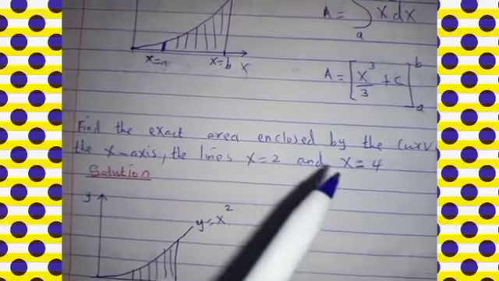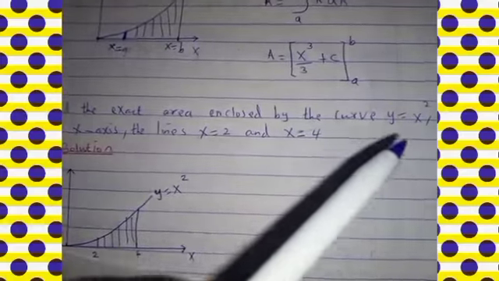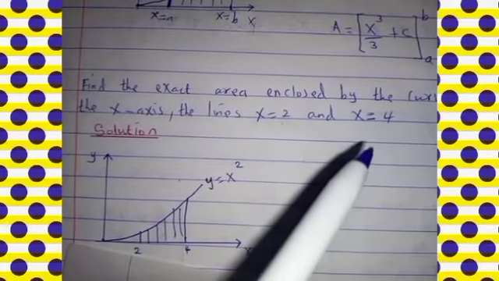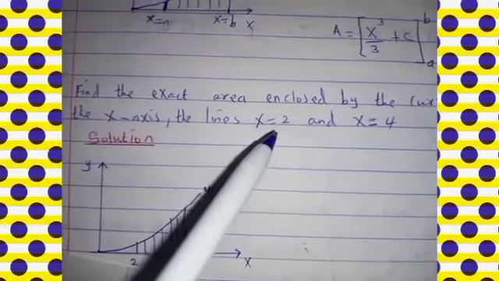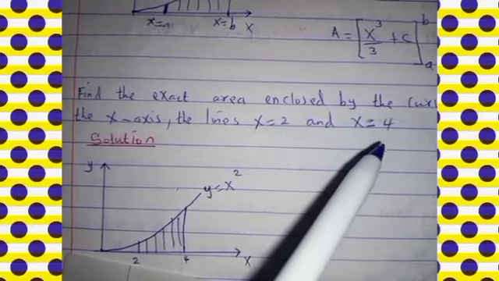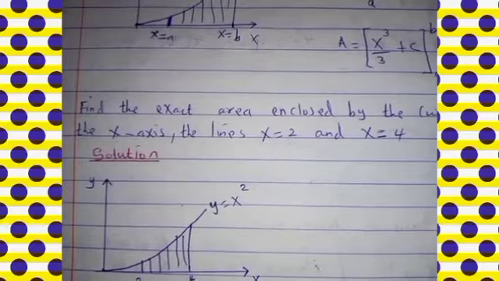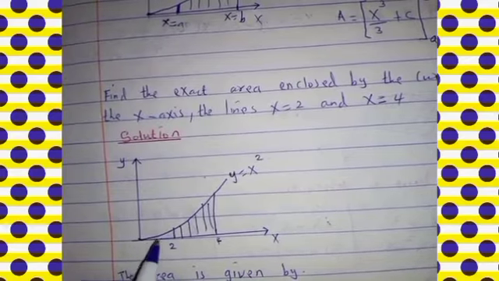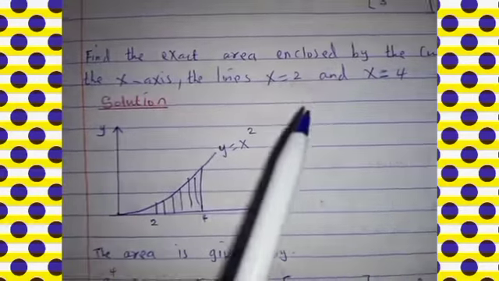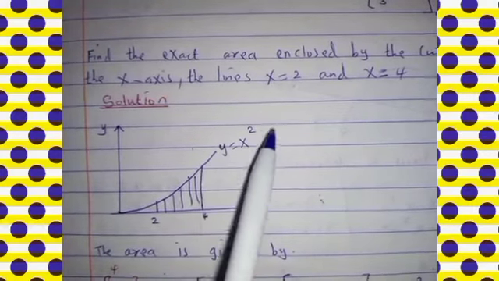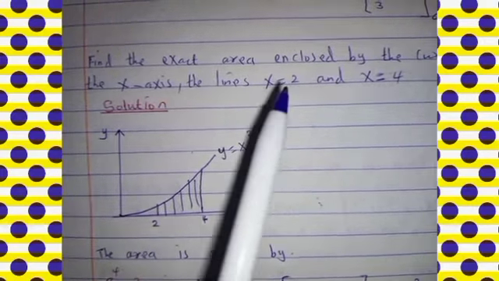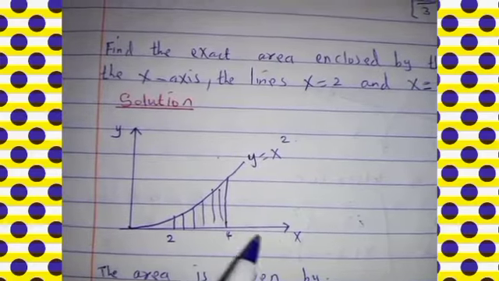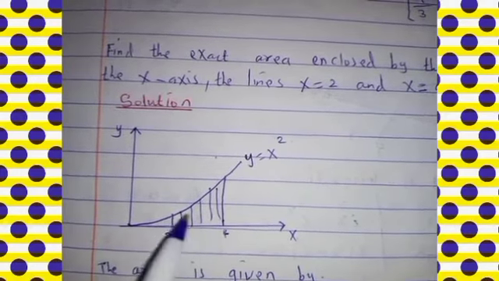Find the exact area enclosed by the curve y is equal to x squared, the x-axis and the lines x is equal to 2 and x is equal to 4. So x is equal to 2 is the lower boundary, and x is equal to 4 is the upper boundary. Always when you have a curve like that, it is necessary to sketch. So our curve is this one, y is equal to x squared. Our lower boundary is 2, our upper boundary is 4, and the y-axis is this one. That is the area required.